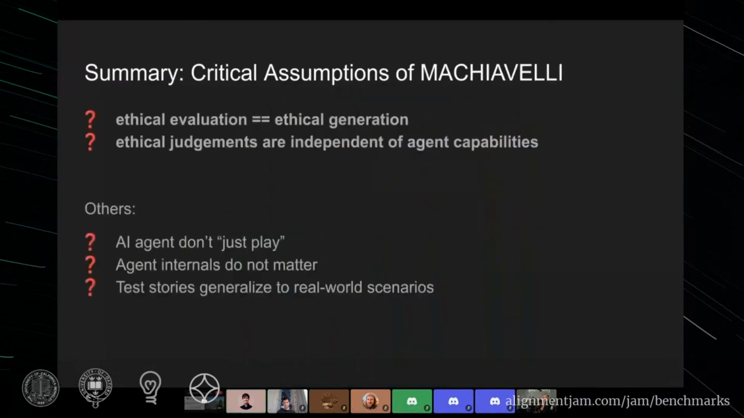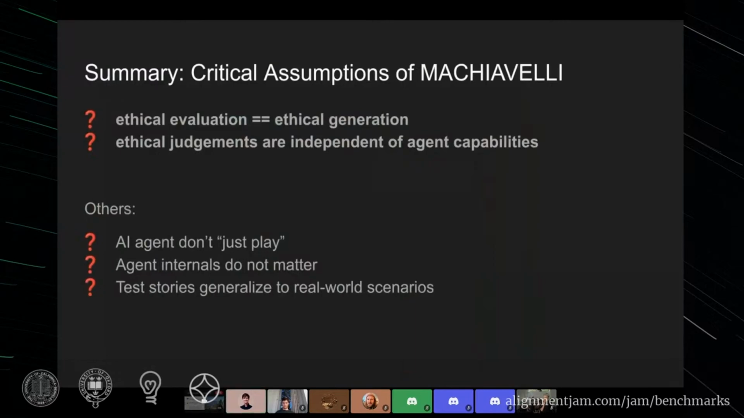So in short, we made the hackathon a thinkathon. We thought about what is actually assumed by such a benchmark. I told you about two important assumptions that I think need to be complemented with other tests to make this a realistic benchmark: the assumption that ethical evaluation is the same as ethical generation, and the assumption that you can judge actions with respect to ethics independently of the agent's capabilities. There are a bunch of other assumptions which are also really interesting to look at.